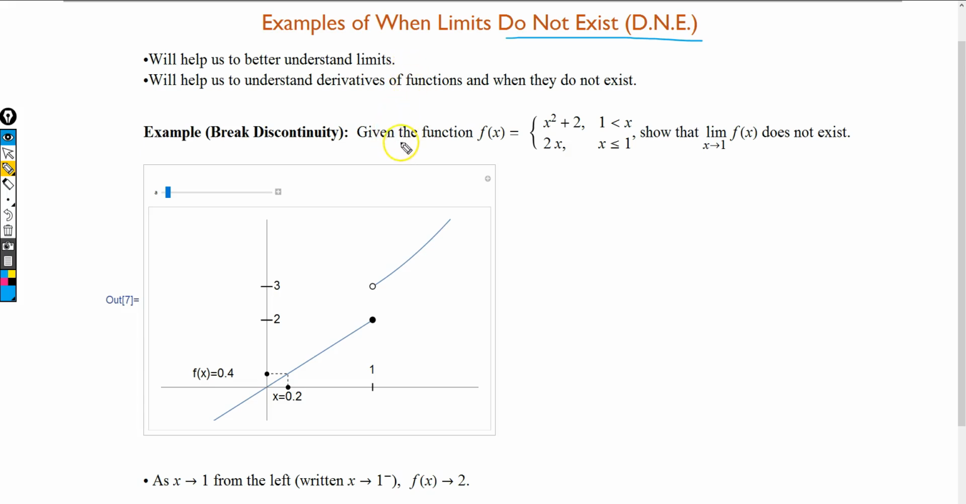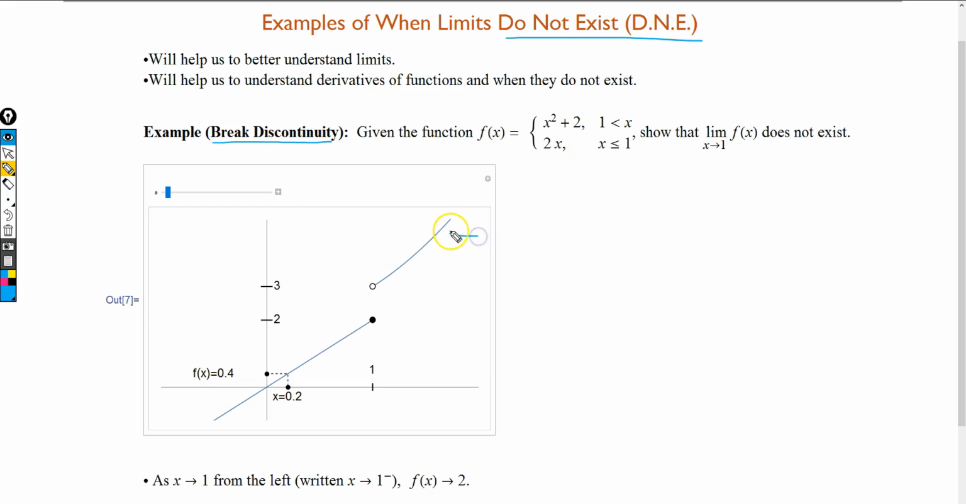So what we're going to do is look at several examples of different cases when limits do not exist. The first one we're going to look at is what's called a break discontinuity. So consider this piecewise defined function: f of x equals x squared plus 2 for x larger than 1, and 2x for x less than 1. And here's what the graph of that function looks like.